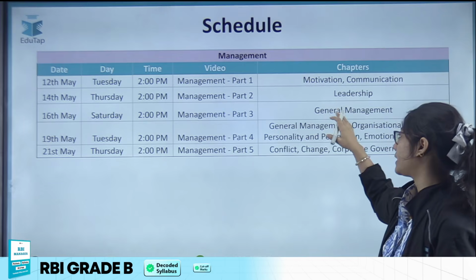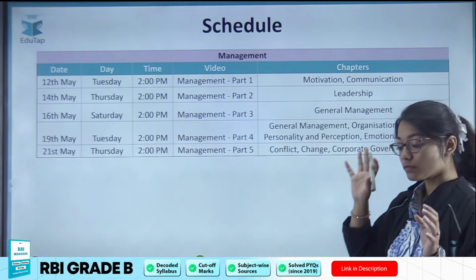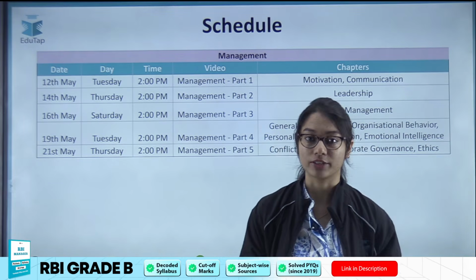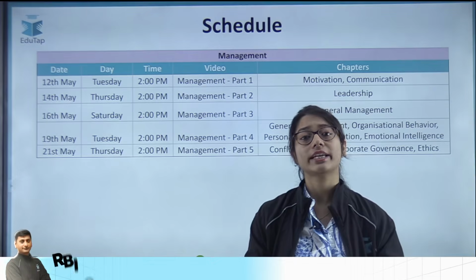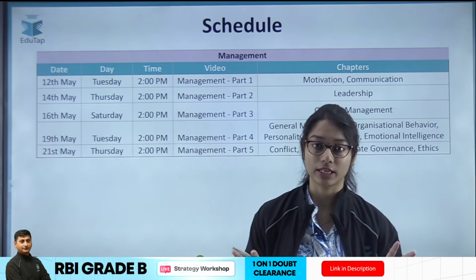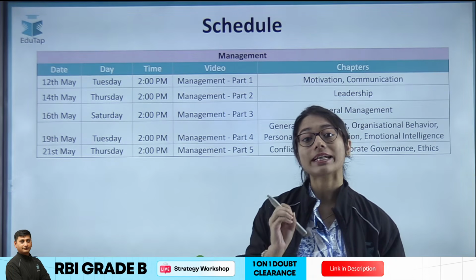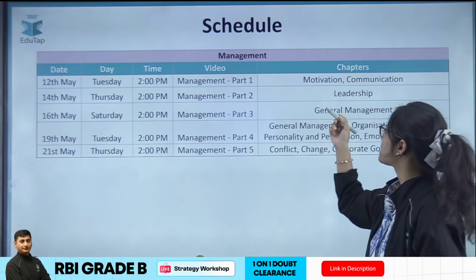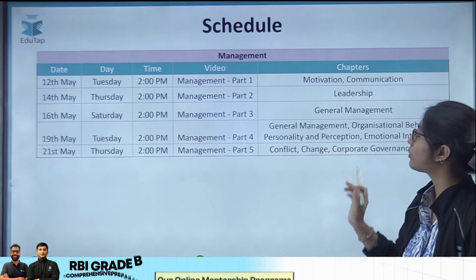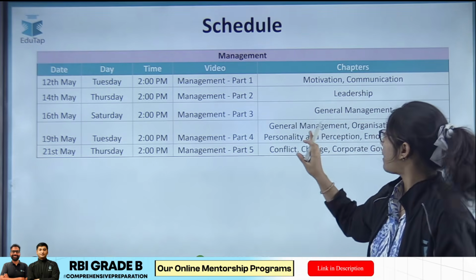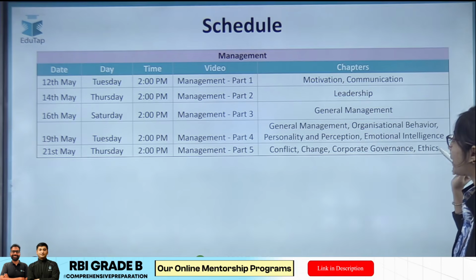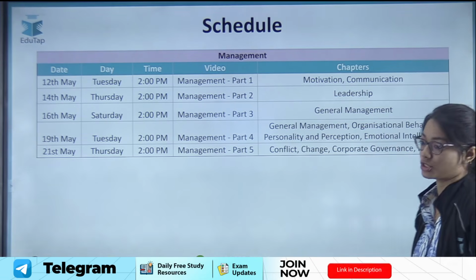Followed by the part 3 video, which is on general management. Now, general management is one of the biggest chapters in management. It's quite vast. There are various types of topics and things we'll understand in general management, so it will take a bit of your time. Therefore the part 3 video and part 4 video have certain parts of general management. In part 4 we'll also cover organizational behavior, personality, perception and emotional intelligence.